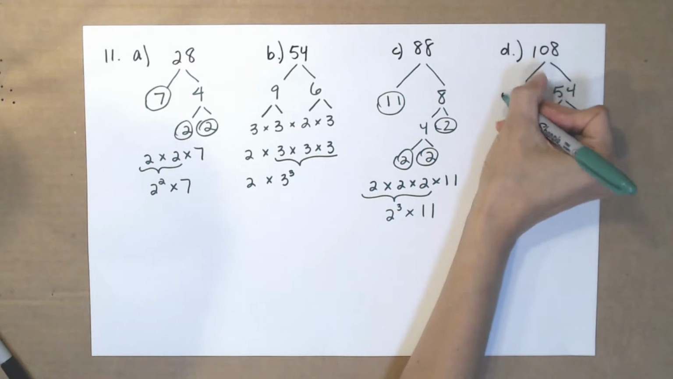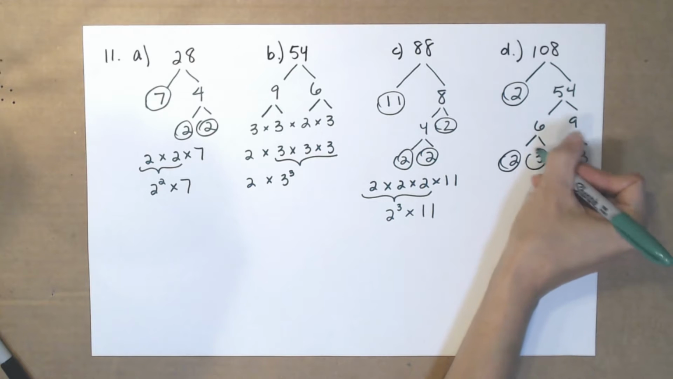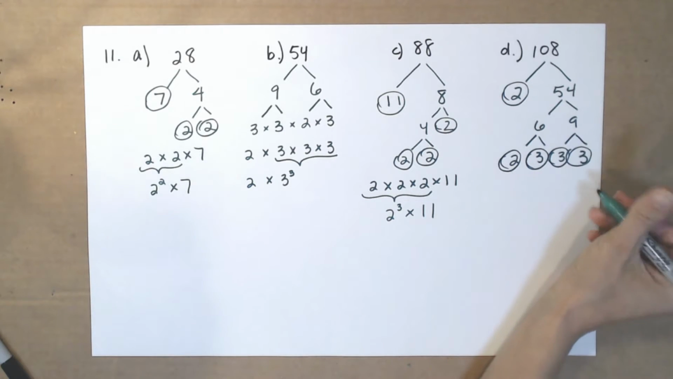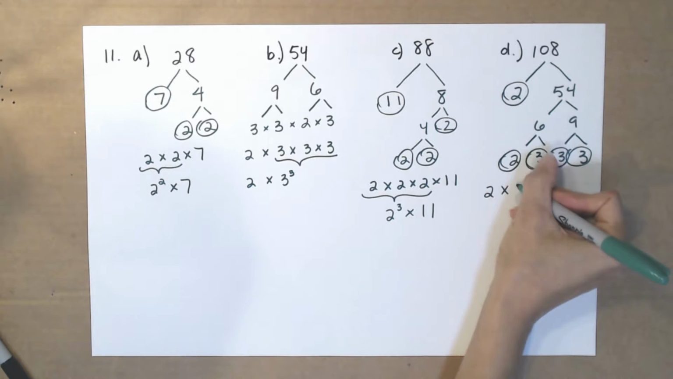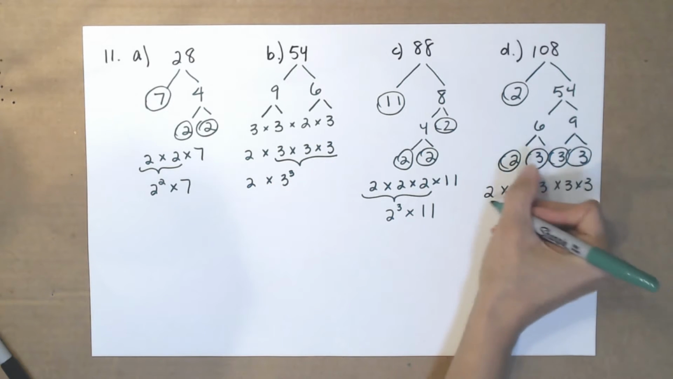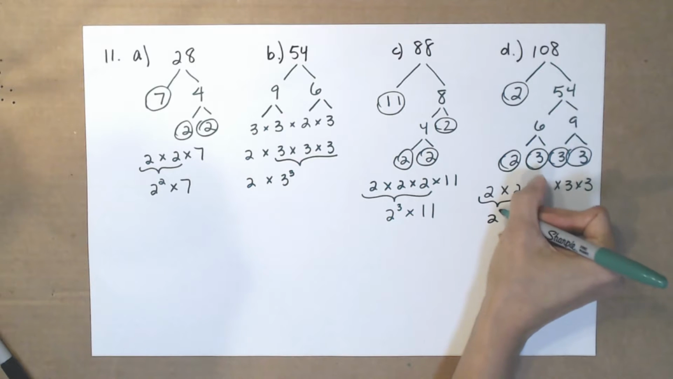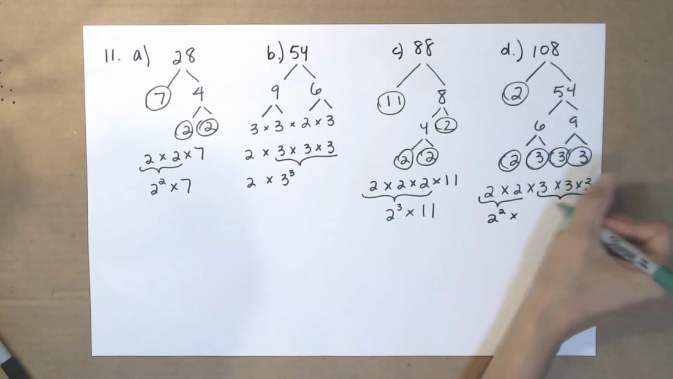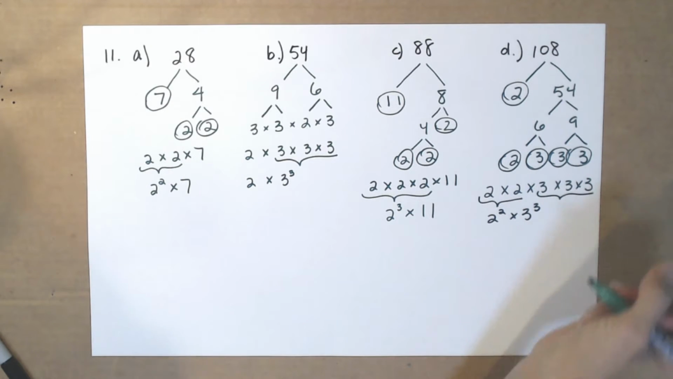And I'm going to get these factors. This times this times this times this times this. Put them in order. 2 times 2 times 3 times 3 times 3. Combine my like factors, 2 squared times 3 to the third.